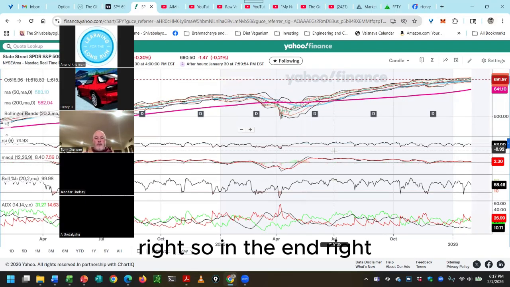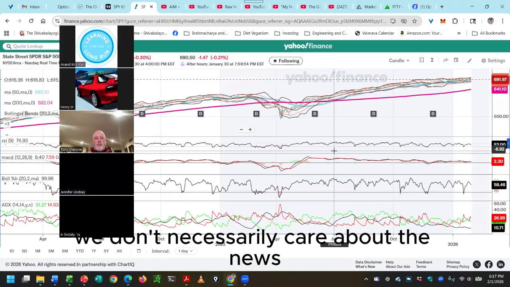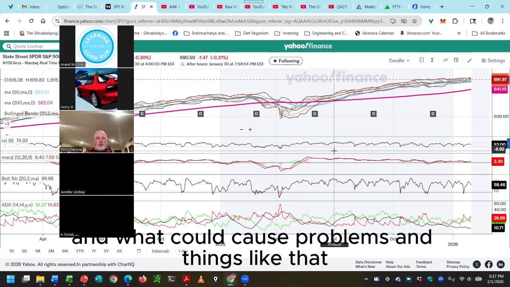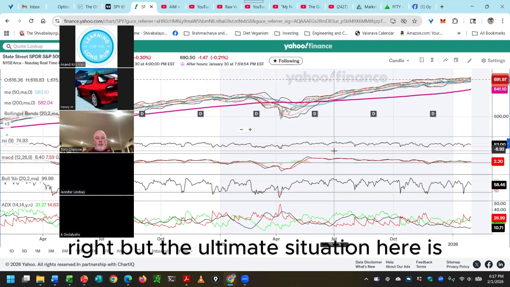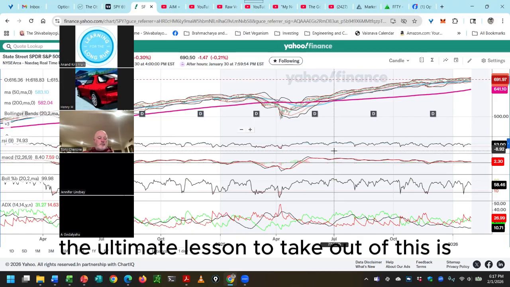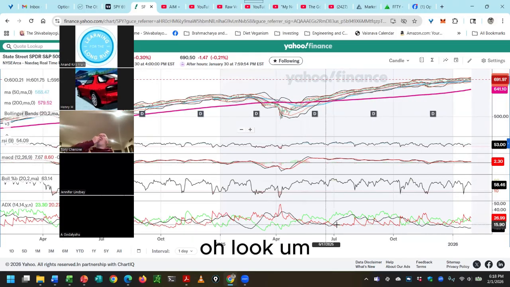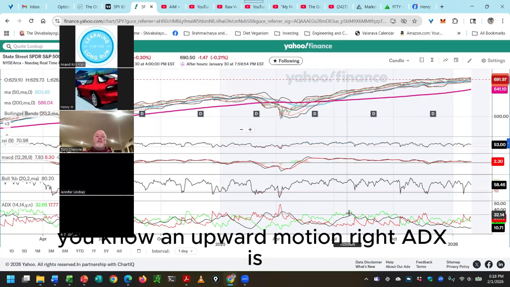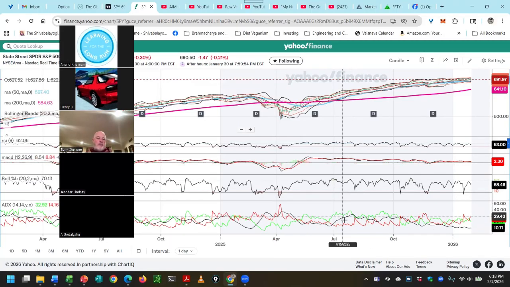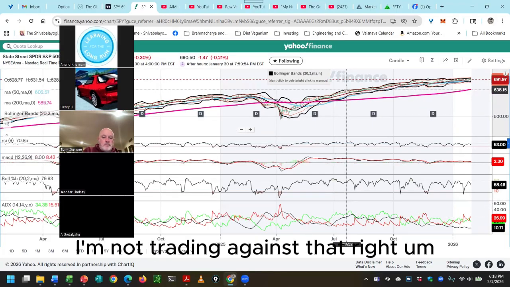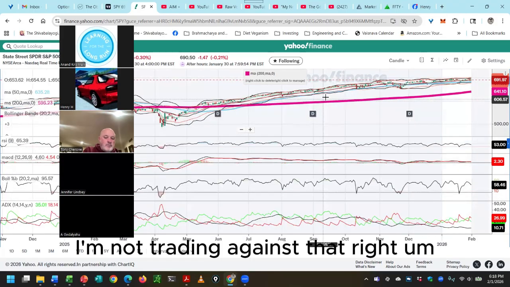So in the end, we don't necessarily care about the news. We may make a mental note of what's going on and what could cause problems, but the ultimate lesson to take out of this is: trade what you see. If you're seeing an upward motion, and the ADX is higher than 20, I'm not trading against that.